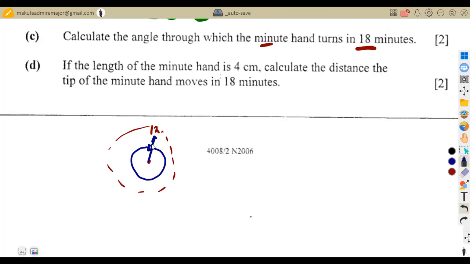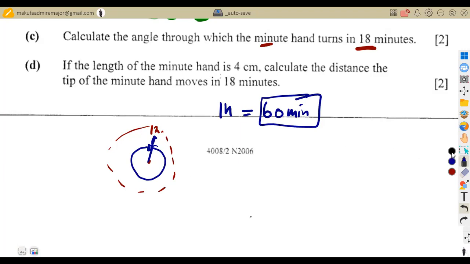It means we are talking about 1 hour, from 12 up to 12. That's an hour, meaning we are talking about 60 minutes. So for the minute hand to complete only one revolution, from its starting point back to where it started, a complete revolution of 360 degrees, it has covered 60 minutes.